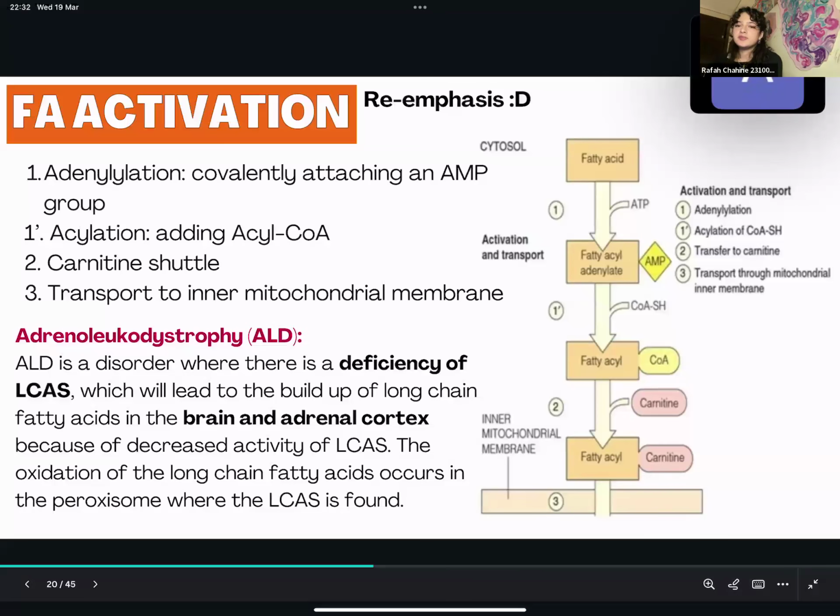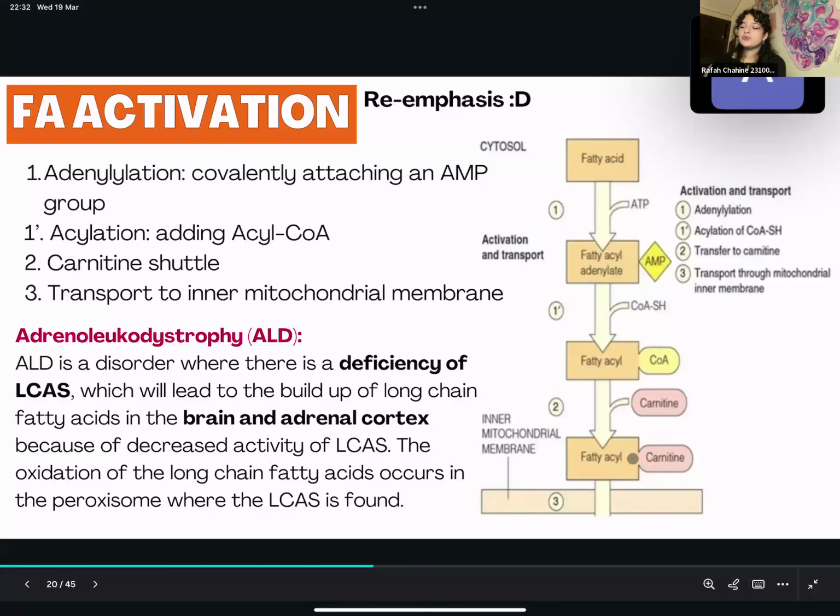Now, we're basically just re-emphasizing everything that we said. Adenylation is when we are using ATP to covalently attach an AMP molecule, and we see that happening over here. Now we move on to step 1', which is the acylation or adding coenzyme A, and then we're going to get this fatty acyl-CoA. This is an activated fatty acid. It is called a fatty acyl-CoA. Now, we're moving on to steps number 2 and 3. In steps number 2 and 3, we're going to use this thing called the carnitine shuttle, and then it can get transported into the mitochondrial membrane.